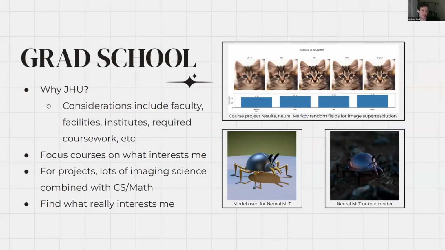So why did I choose my school is where I want to go with this. There are a lot of considerations if you want to branch out beyond film and go to grad school for something harder STEM. Stuff like faculty, facilities, the actual research institutes and research areas that are available at the school, what the coursework looks like and what the requirements are. Those were all major things that drew me.